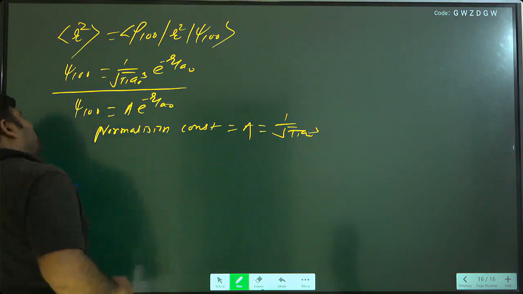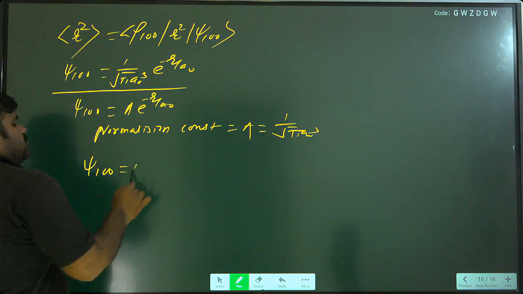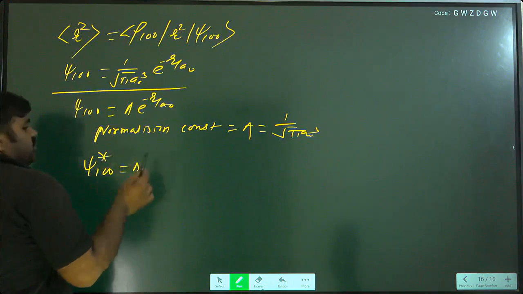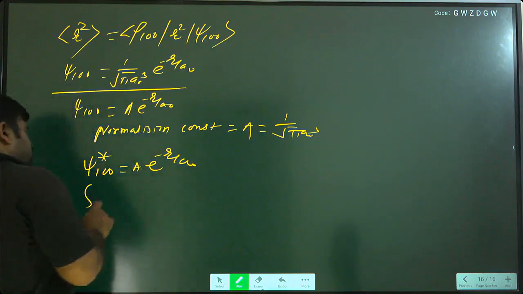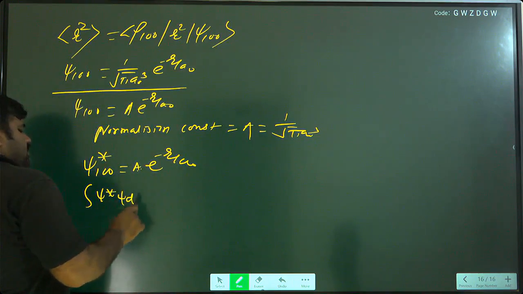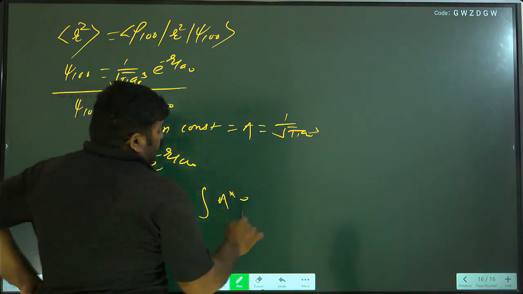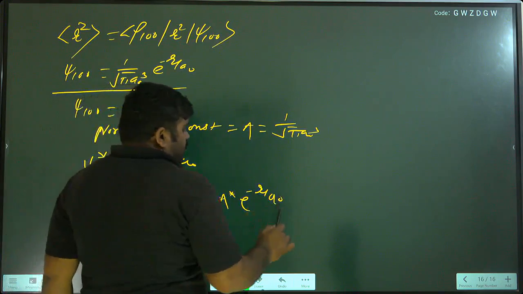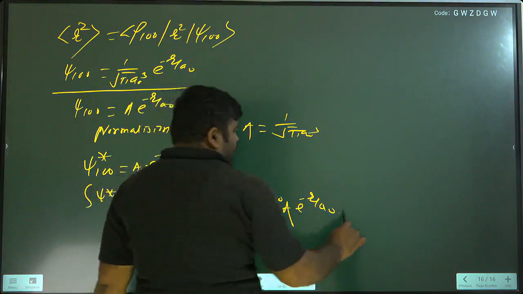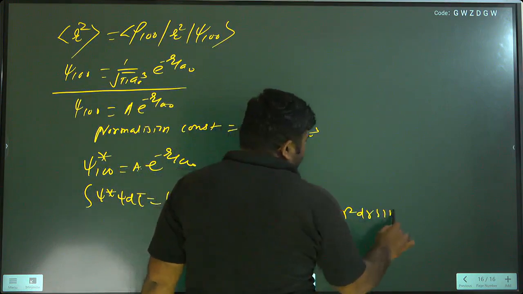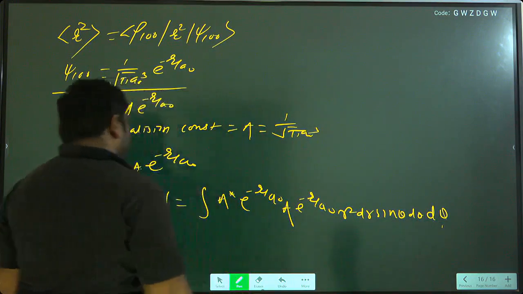If you feel you have to solve this, no problem, solve it. Suppose the given function is not normalized, what is psi 100? It is equal to a, okay, and what is the value of psi star? Psi star is also the same, e to the power minus r upon a naught. What is the normalization condition? Integral of psi star psi d tau is equal to 1, which is a star e to the power minus r upon a naught into a e to the power minus r upon a naught into d tau, where d tau means r squared dr sin theta d theta d phi. This is a triple integration because this is a d tau.